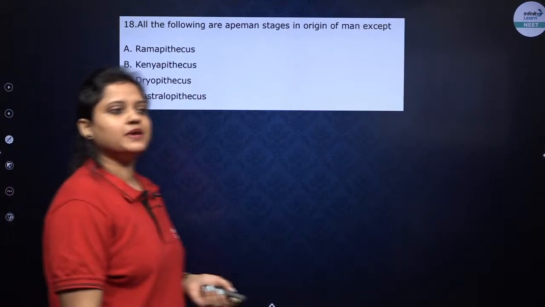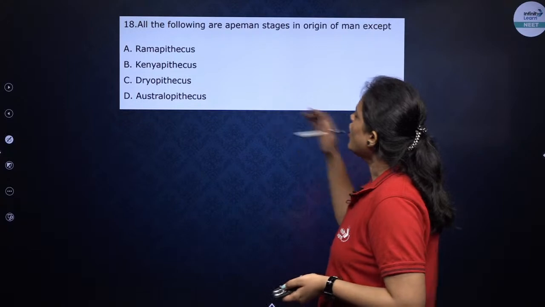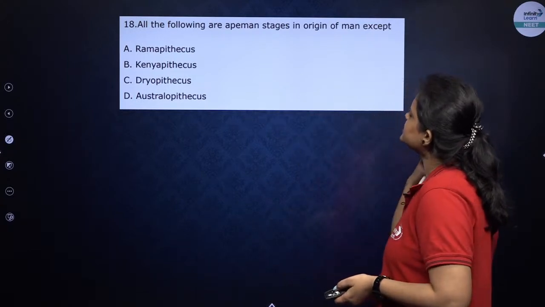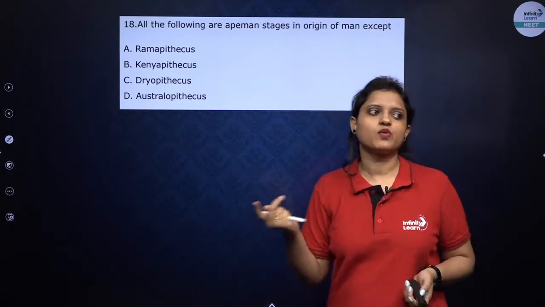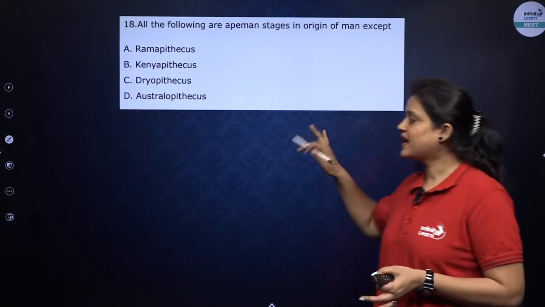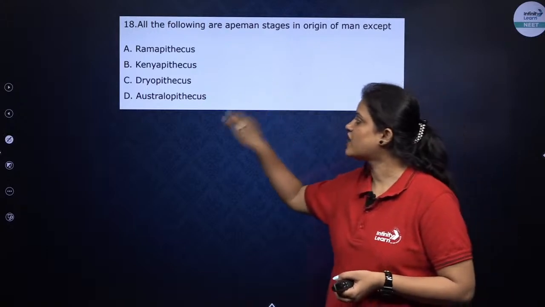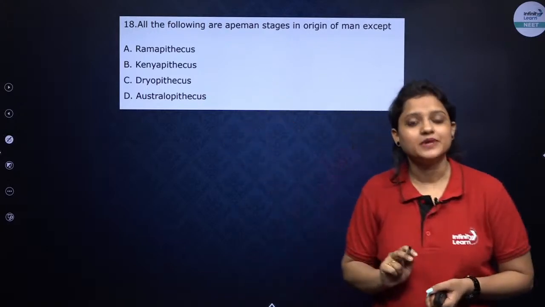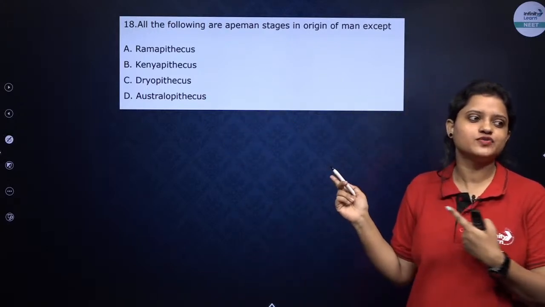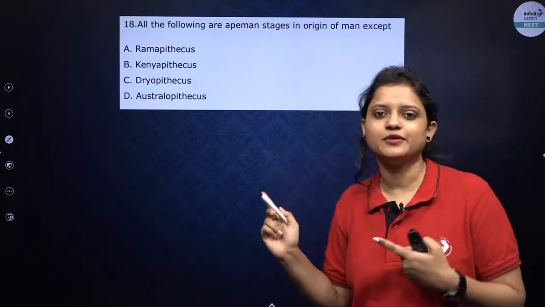Next question, question number 18. All of the following are ape man stages in origin of man except, again one more question from evolution. Ape man stages कौन सा नहीं है? Ramapithecus, Kenyapithecus, Dryopithecus and Australopithecus. Can you tell me in the chat which will be the correct option here, everyone?